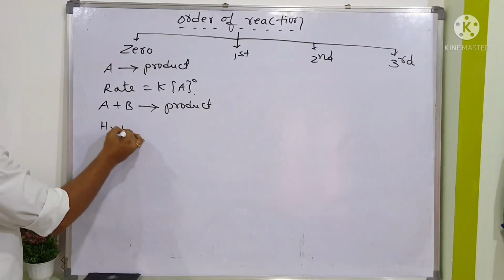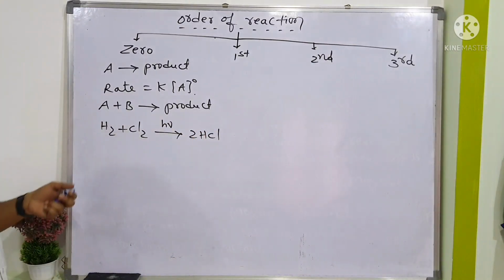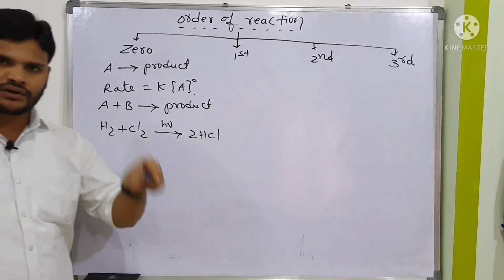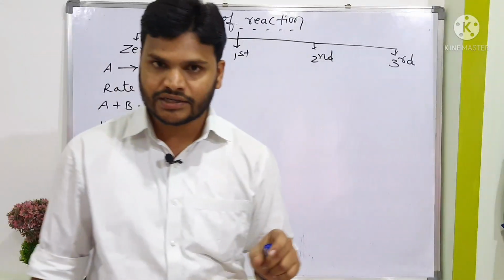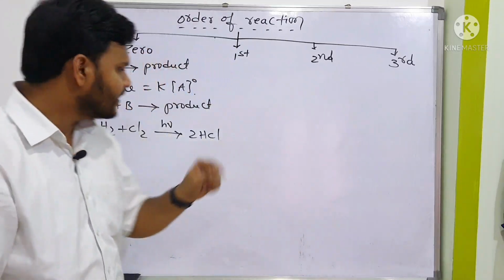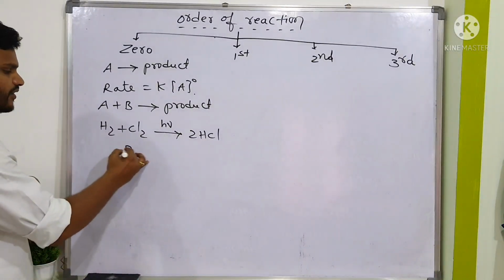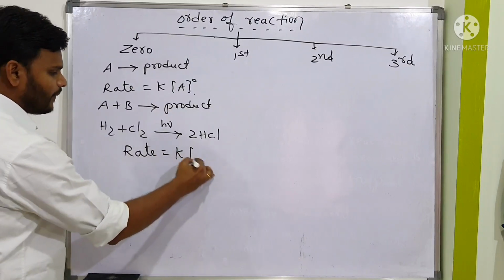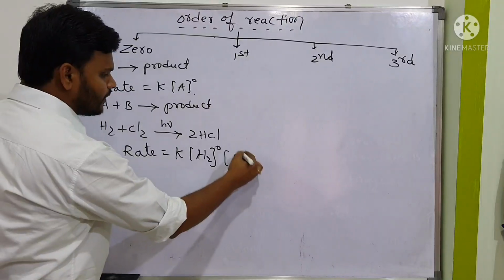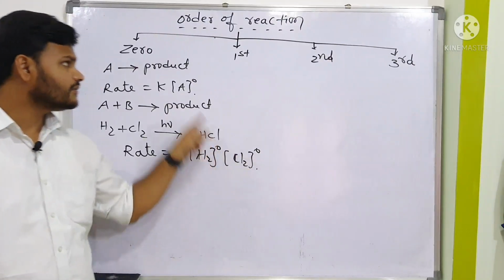Suppose you take H2 plus Cl2 gives 2HCl in the presence of sunlight. Here the reactants are H2 plus Cl2, and this is the product. You need to understand one important point: the speed of the reaction does not depend upon the concentration of H2 and the concentration of Cl2, but it depends upon sunlight. Sunlight is a natural procedure. That's the reason you need to write rate equals k [H2] power 0 [Cl2] power 0. This 0 is nothing but zero order reaction.